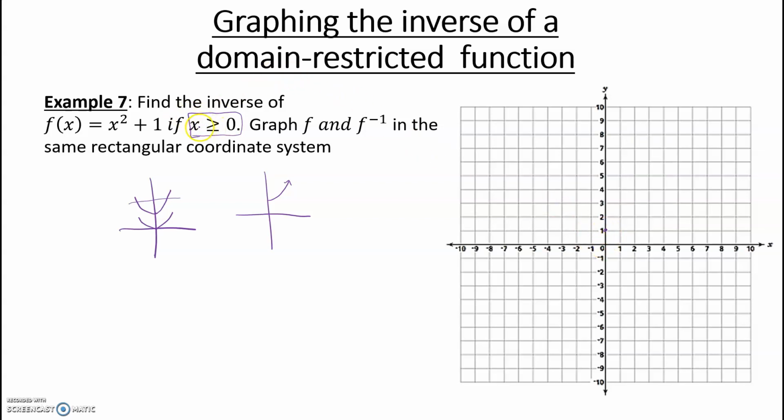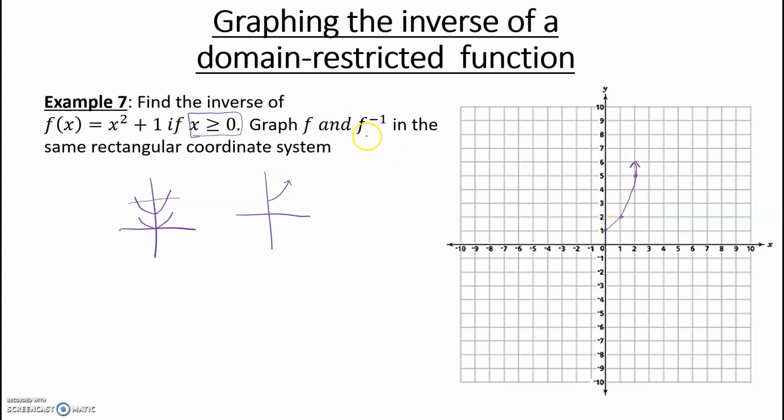If I plug in 1, 1 squared is 1 plus 1 is 2, so 1, 2. If I plug in 2, 2 squared is 4 plus 1 is 5, so 2, 5. Just so we get a couple of points going. Remember, that's that piece of the parabola.